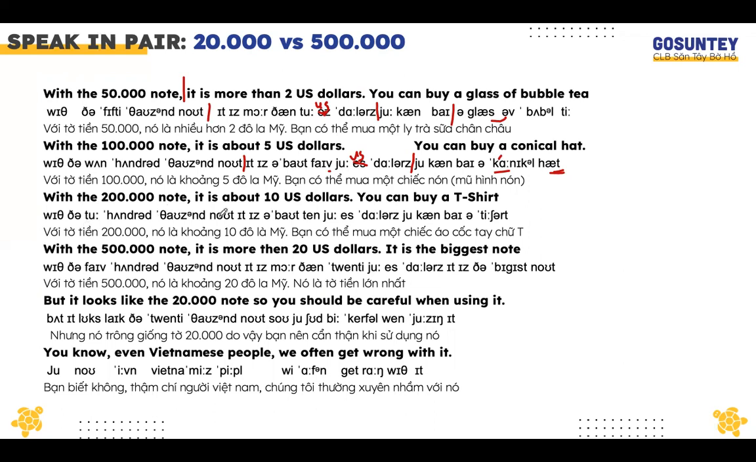With the 200,000 note, it is about 10 US dollars. You can buy a t-shirt.